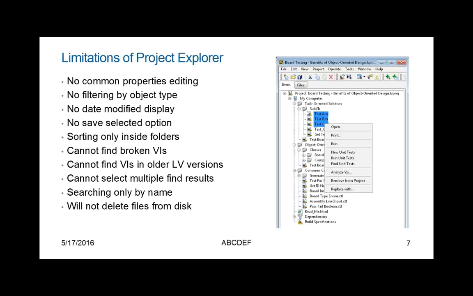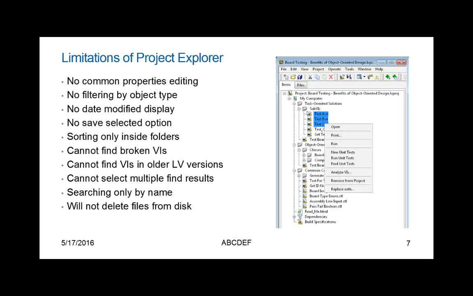The problem here is that when you're trying to figure out what you want to edit, you have to figure out how you can get the objects you need to select without having to dig through them manually. Also, I'm surprised you can't view date modified on this diagram because it's common in LLBs, but that's never been added to this window. Also, this doesn't allow you to find broken VIs. I can't identify VIs in older LabVIEW versions.